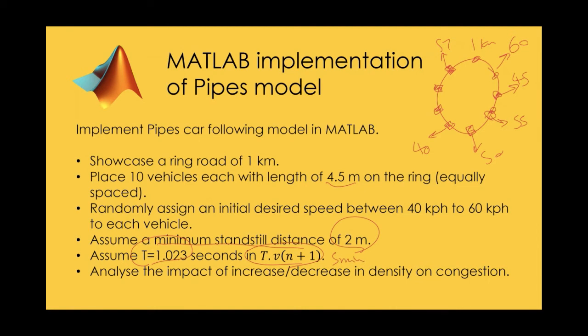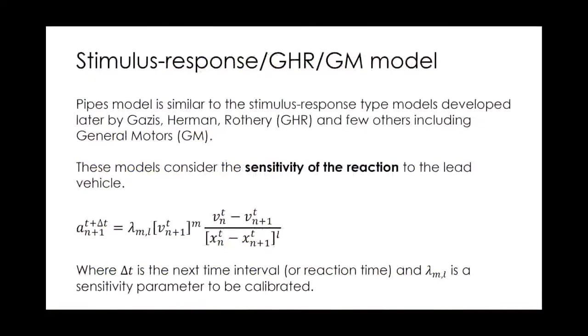And then what I would like you to do to challenge yourself is, can you code this in MATLAB and analyze the impact of increasing or decreasing the density and congestion? So for example, if you increase the number of vehicles, what will happen? If you decrease the number of vehicles on the ring, what will happen? How does the car following model behave? This might be challenging for some of you who haven't had much coding experience, but again, give it a try and see how you do, if you like.